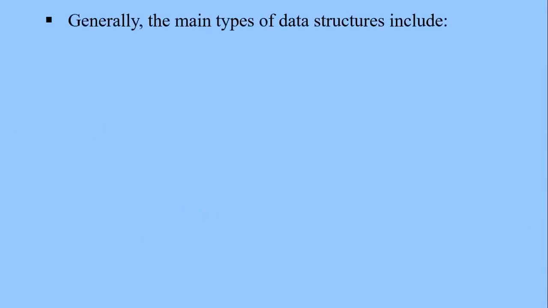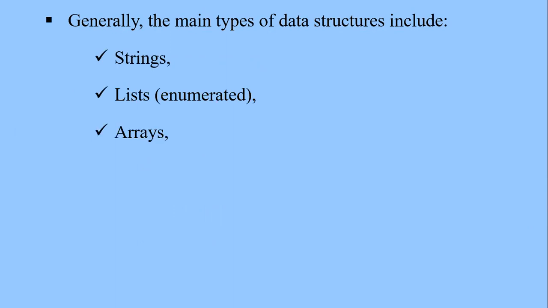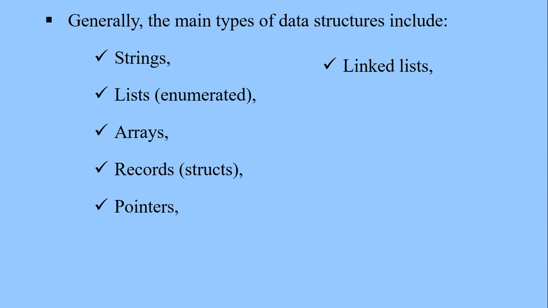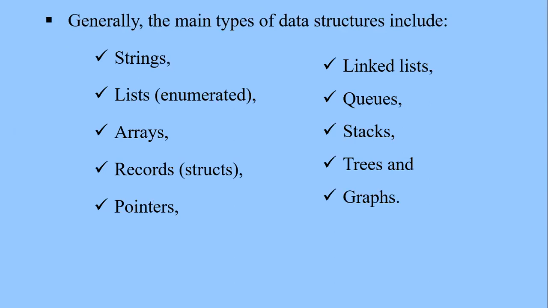Generally, the main types of data structures that we use in programming include strings, lists or enumerated lists, arrays, records, also called structs in C, pointers, linked lists, queues, stacks, trees, and graphs.